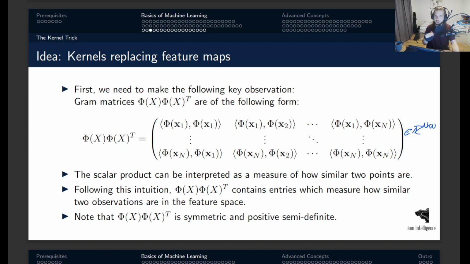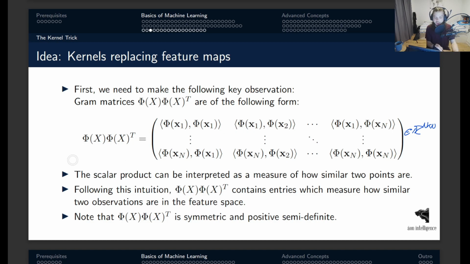They can only produce a 1 if they are equal, and these two vectors will produce an inner product of -1 if they are the same but pointing in opposite directions. And if they are orthogonal to one another, so if they have this 90-degree relationship, then the inner product will be 0. So again, this is why we think of the scalar product as a similarity measure between two points or two vectors. And now we follow this intuition and realize that this Gram matrix above contains the similarities between our feature mapped observations. So each entry corresponds to the evaluated measure of how similar two observations are in the feature space induced by our feature map phi.